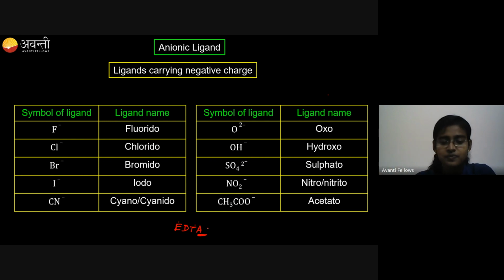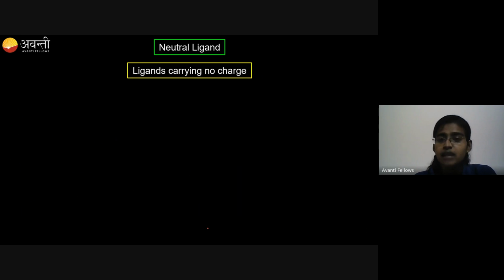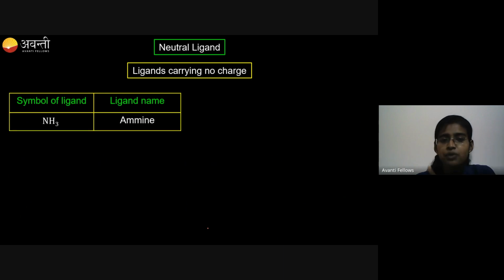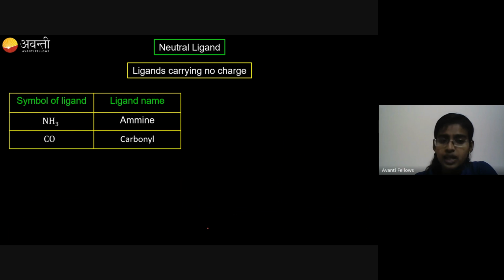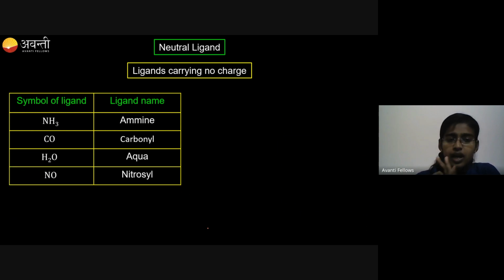So the neutral ligands are again very important, which carry no charge. The first very important neutral ligand for you is NH3. It is called ammine, so you have to use 2 M. It is ammine. And CO is carbonyl; you should not use carbon monoxide. H2O is called aqua, not water. And NO is nitrosyl.